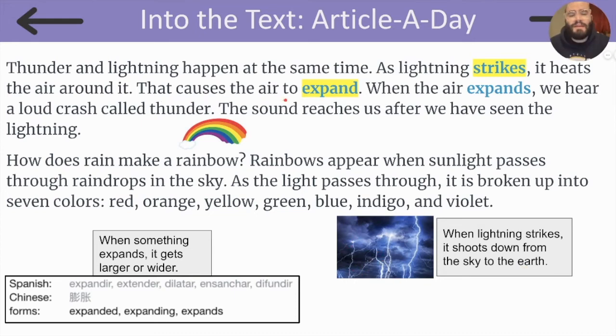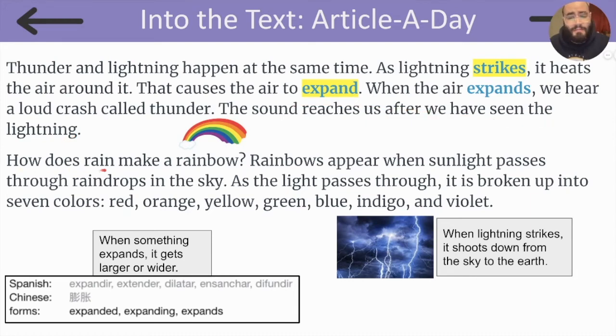That causes the air to expand. When something expands, it gets larger or wider. In Spanish, we say expandir, extender, dilatar, ensanchar, o difundir. When the air expands, we hear a loud crash called thunder. The sound reaches us after we have seen the lightning.